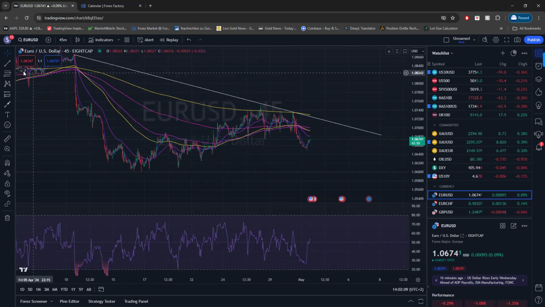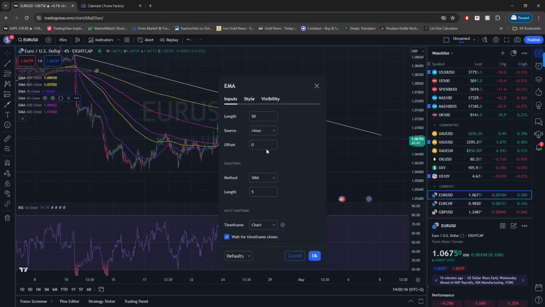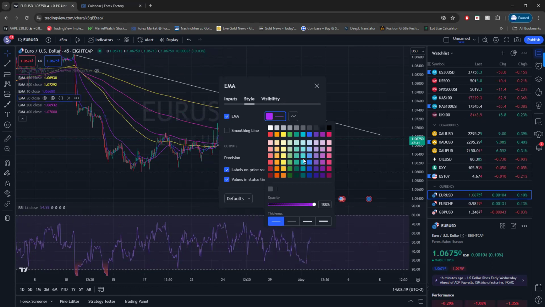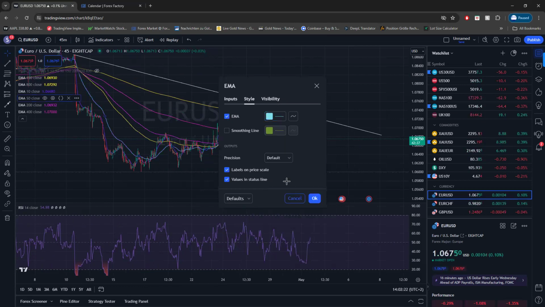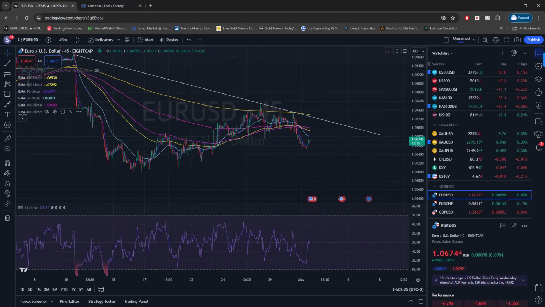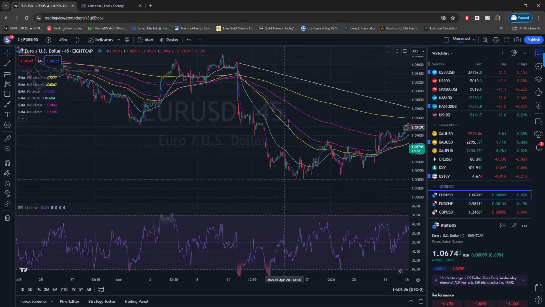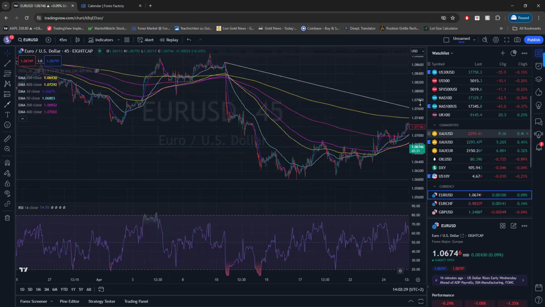And let me now modify these colors. Let me put this one to be aqua. This is the 50 EMA. So keep in mind that this is a very poor chart.